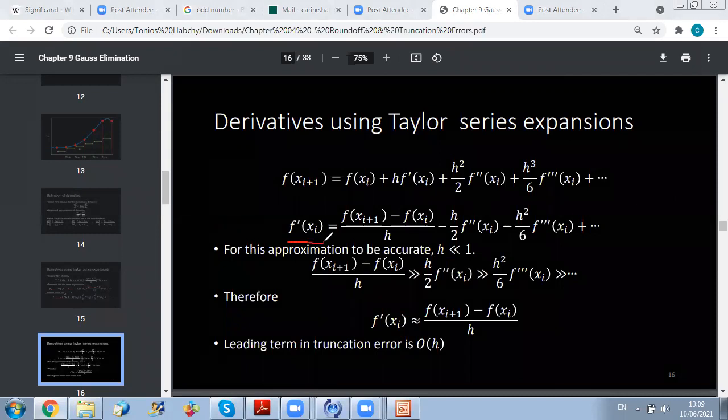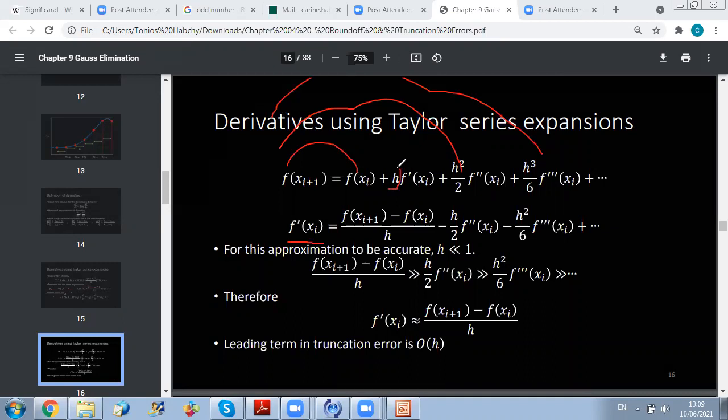f prime(xi) will be equal to (f(xi+1) minus f(xi)) over h minus h over 2 f second(xi) minus h squared over 6 f third(xi), etc. Because if you just move this term to this side, you move all terms to the other side, and you divide by h, you will get f prime(xi). Or you can take f prime(xi) to the other side, it will be minus f prime(xi), and then you put minus for all terms to get f prime(xi). So it's very simple. You can do several approaches just to get f prime(xi).